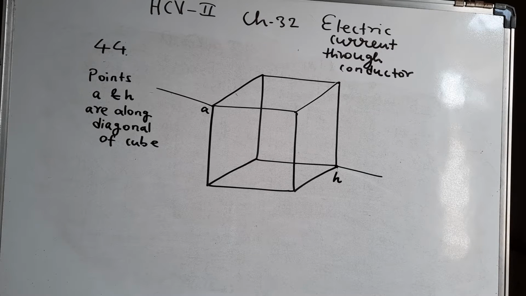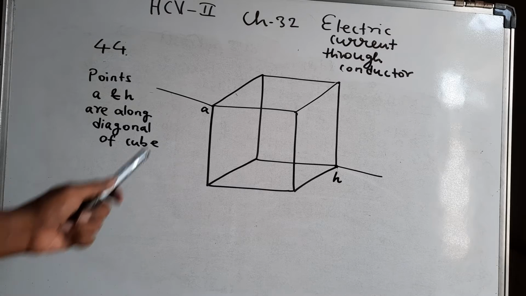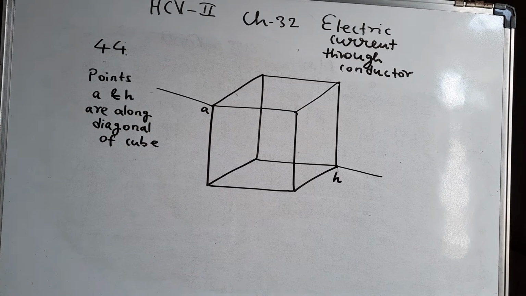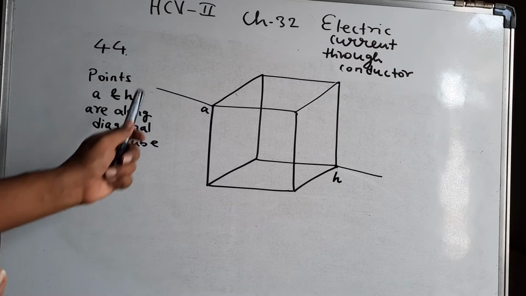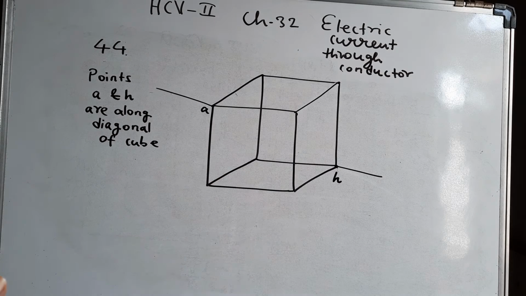Question number 44. Here each side represents equal resistance, let's say R. So there are 12 edges and there will be 12 resistances. Points A and H are along the body diagonal of the cube.